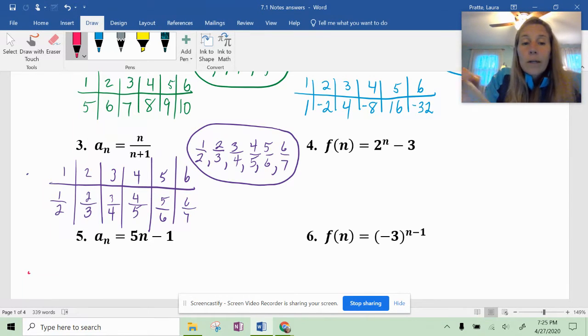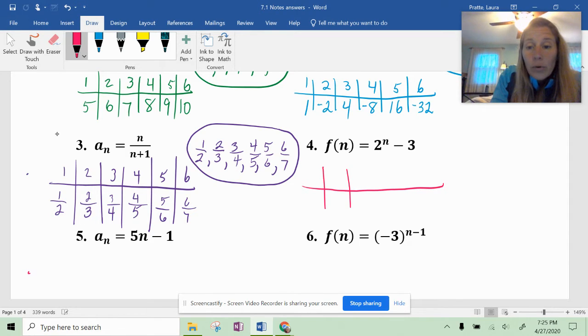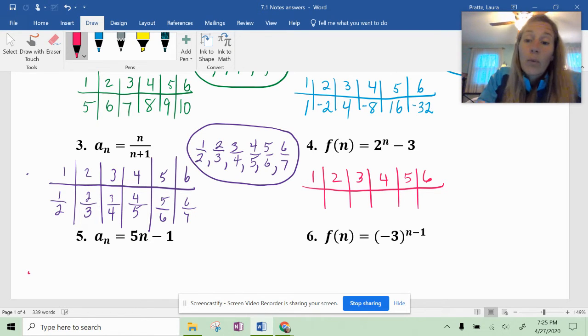Okay, so number 4, another exponential one. So again, if you want to do the table to keep it organized, you can. You can do it by hand. You can look up the table on the graphing calculator, whichever way works for you. So 2 to the first power is just 2, and 2 minus 3 is negative 1. 2 to the second power is 4. 4 minus 3 is positive 1. 2 to the third power is 8. 8 minus 3 is 5.